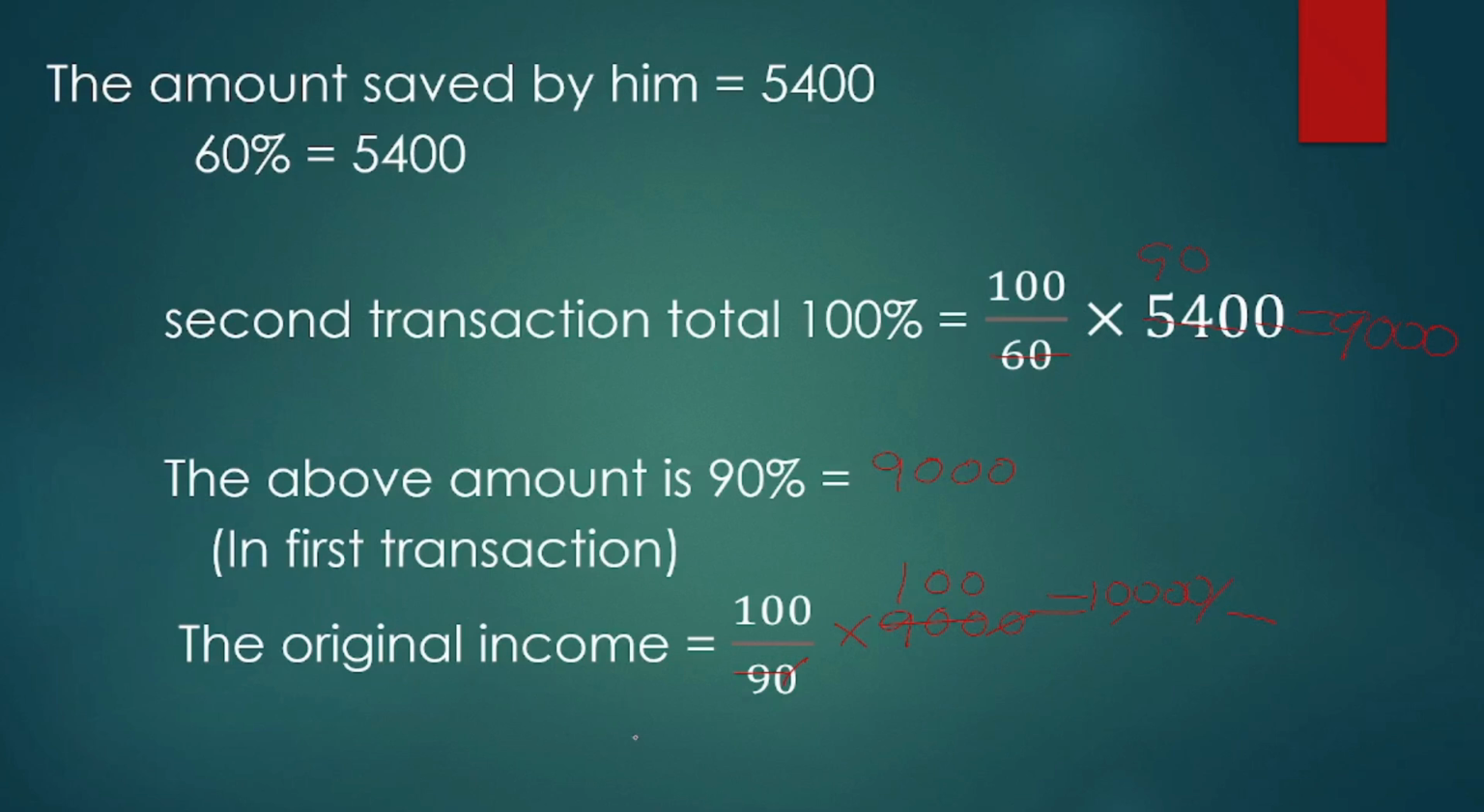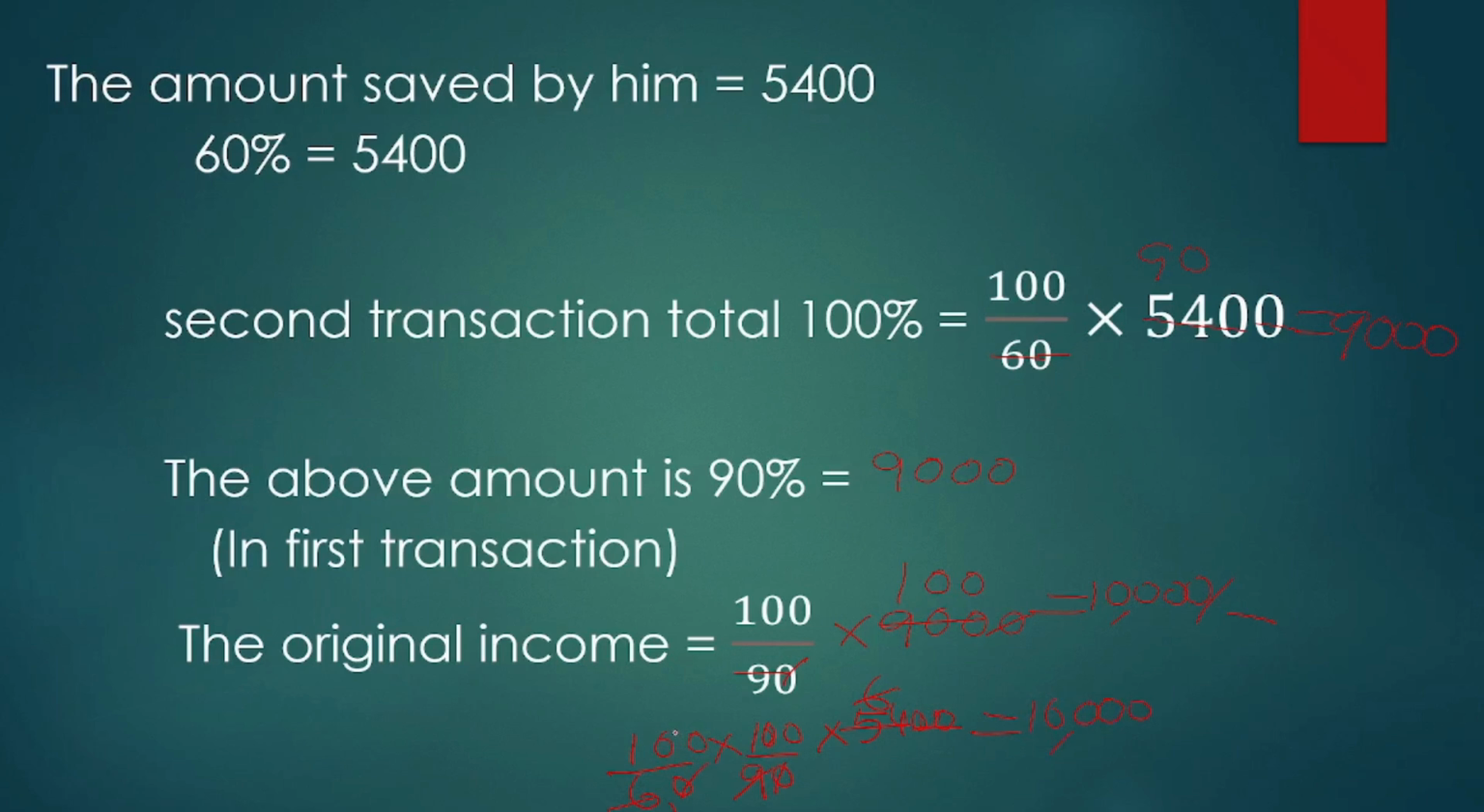This can be done in a single calculation. We can calculate by 100 by 60 into 100 by 90 into the remaining amount given in the problem, 5,400. Here also 2 zeros and 2 zeros get cancelled. 9 ones are 9, 6 ones are 6. 100 into 100 is 10,000. You get the same answer.